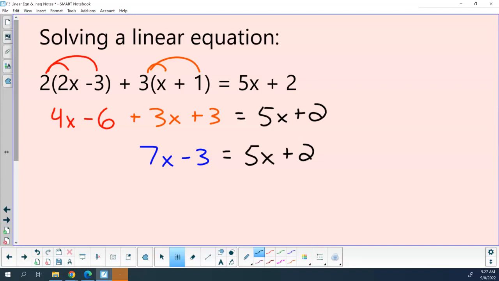Okay? Next. So I'm going to subtract 5x from both sides. I'm also, at the same time, because I have a brain in my head, going to add 3. Left side becomes 2x. Right side becomes 5. Still not done? Divide both sides by 2.